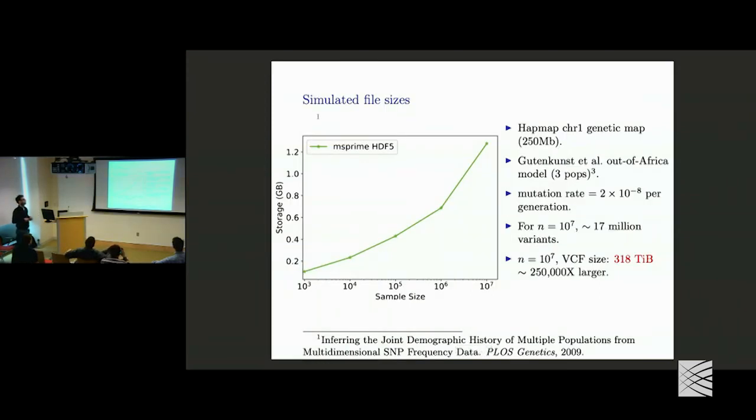So just to stamp home how much of a difference this is, I ran some simulations where we simulate human chromosome 1 with a standard demographic model with standard mutation rate, and did this for increasing sample sizes. So for 10 million samples, we have a file size of about 1.3 gigabytes. In contrast, the VCF for this is 318 terabytes, which is about 250,000 times bigger.